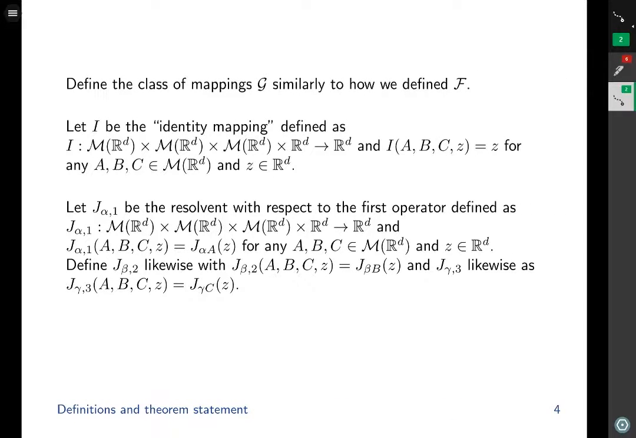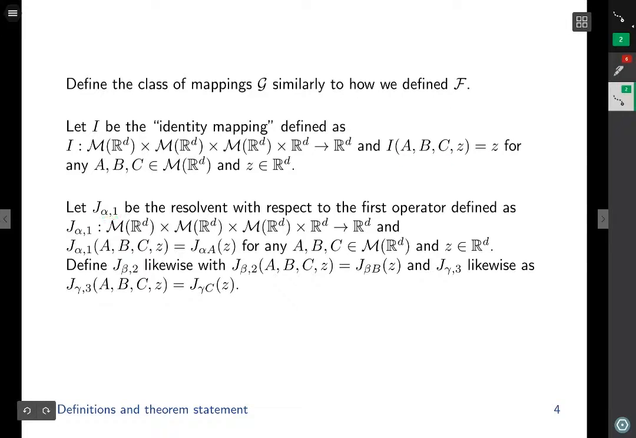To formalize the notion of resolvent splitting without lifting, define the class of mappings G similar to how we defined the class of mappings F. Let I be the identity mapping that takes in as input an operator and a vector, and outputs a vector. Specifically, the action of I is to ignore the operators A, B, and C and simply output the input vector Z.